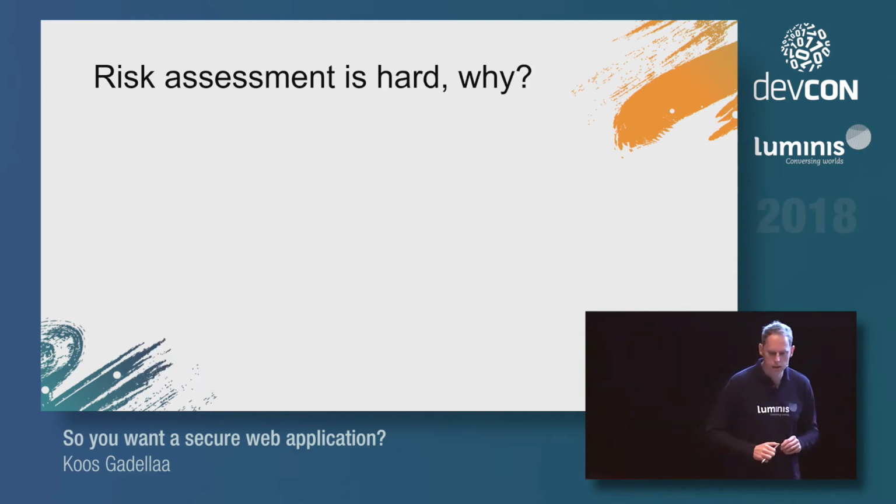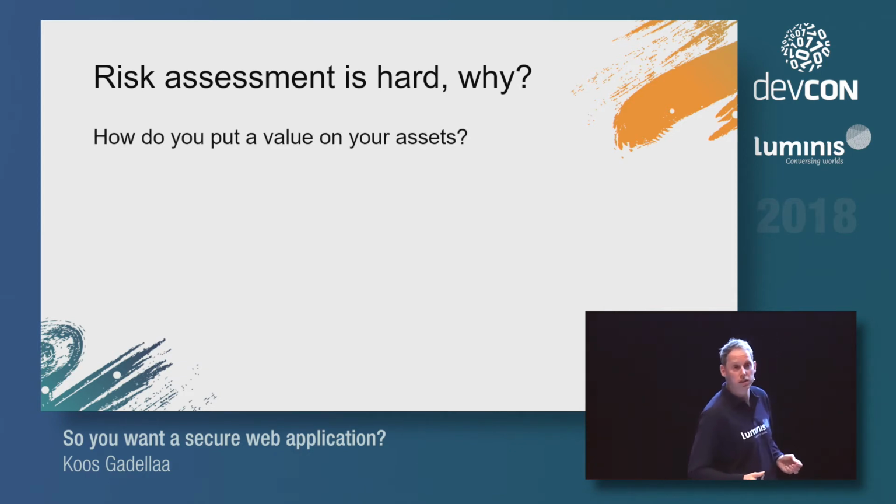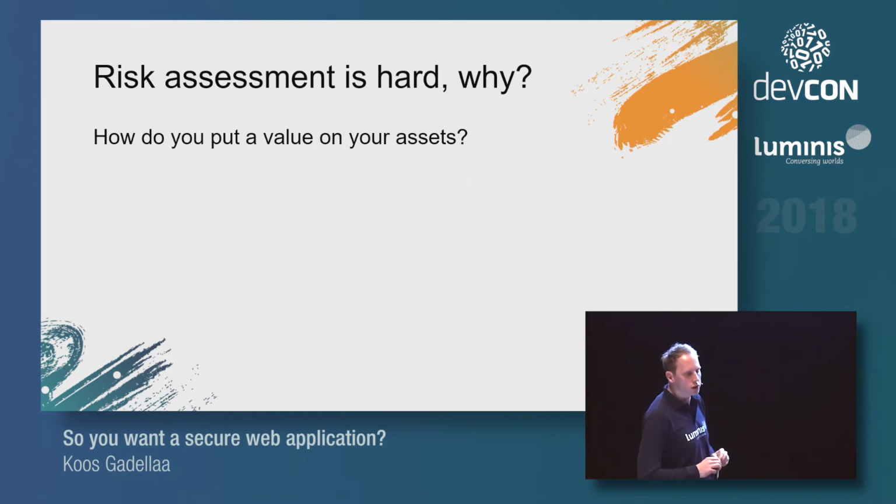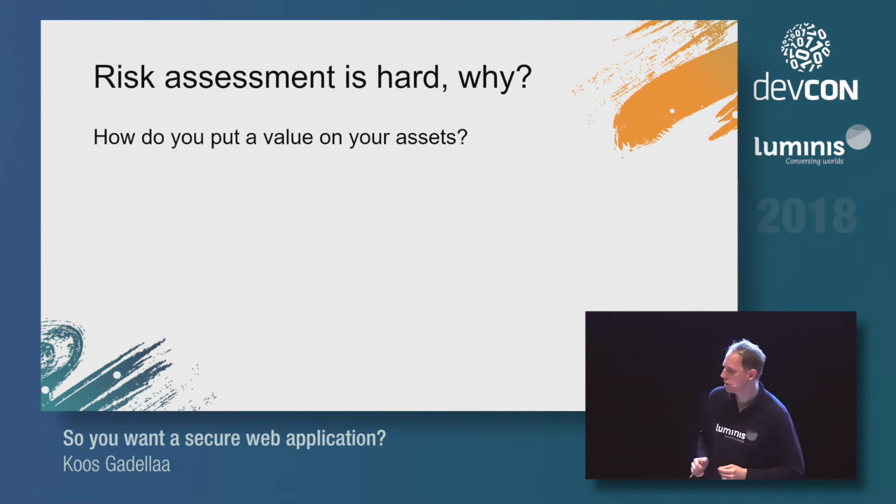And why is that? Well, how do you put a value on your assets? When I go to a product owner and ask him, well, how much do you value your application? He will say a lot. And when I ask him, well, can you put a dollar amount on that? He will maybe say 2 million. That's fine. And then I ask him, well, what about just the availability property? How bad is it if your application is not available all the time, maybe 95% of the time? Those are really hard questions.